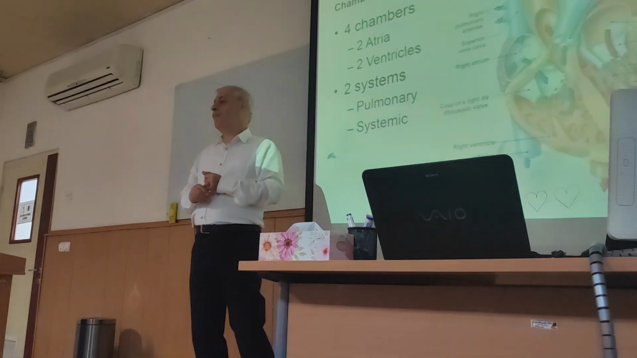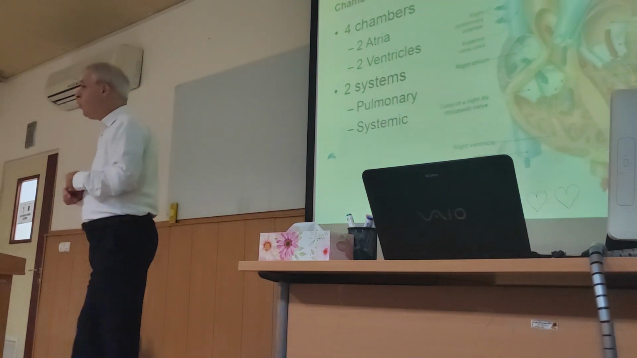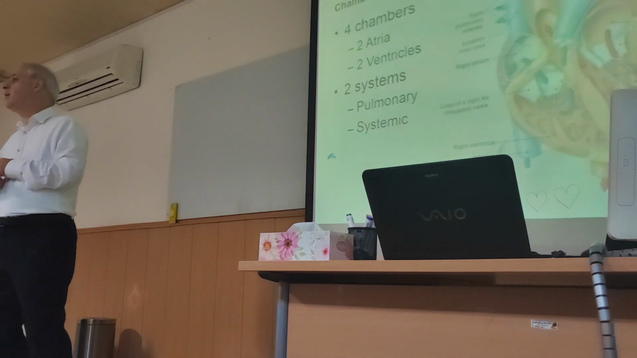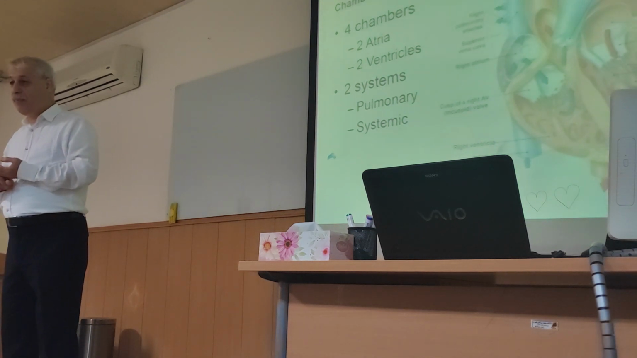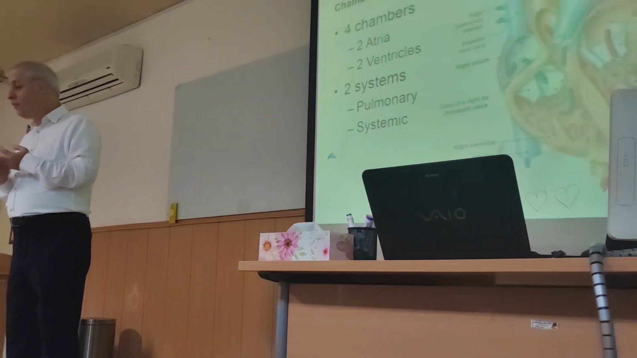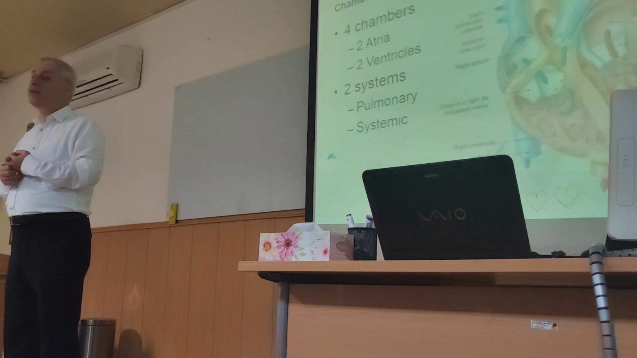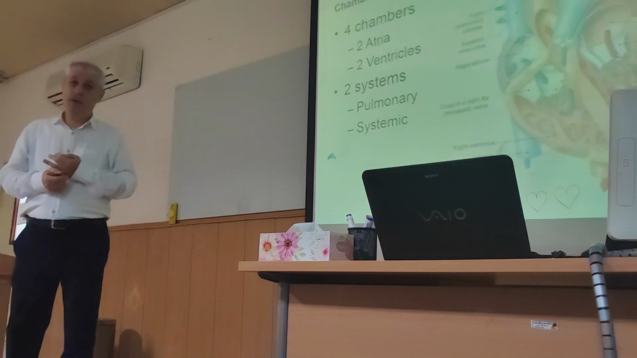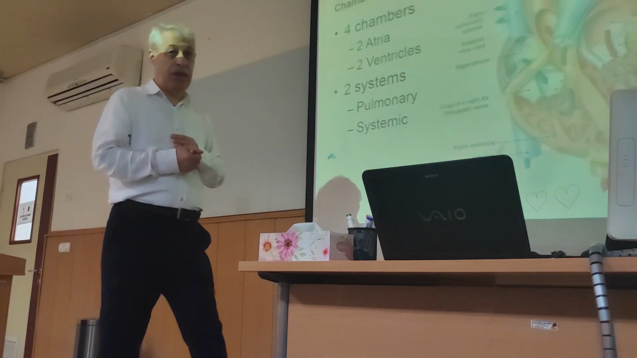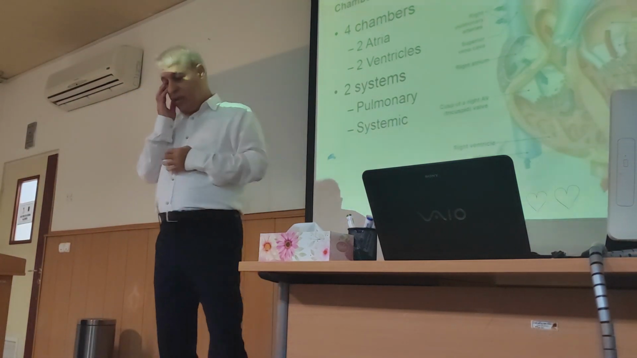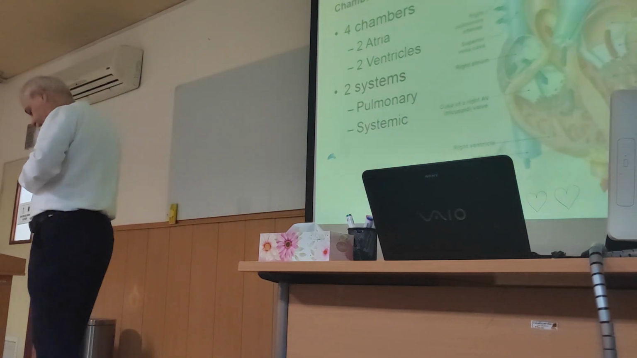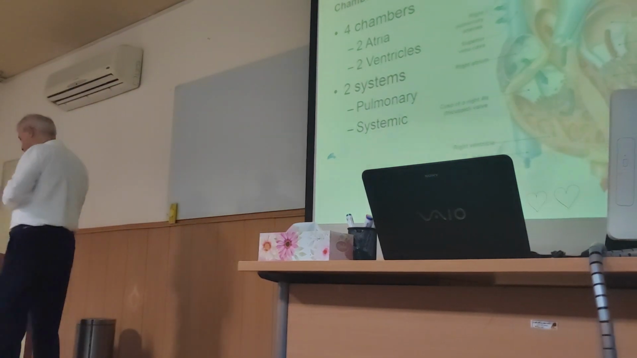The heart is composed of 3 different tissues: atrial, ventricular, and an excitatory conductive tissue. So we have 3 different tissues in the heart: atrial, ventricular, and an excitatory conductive tissue.